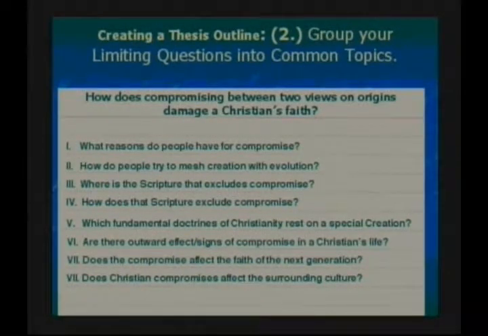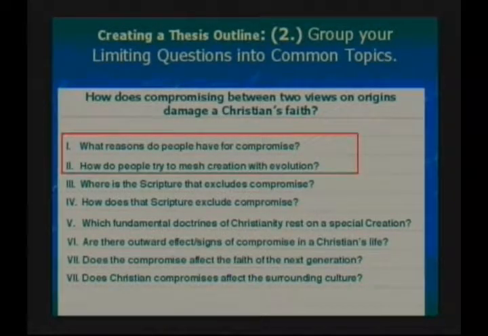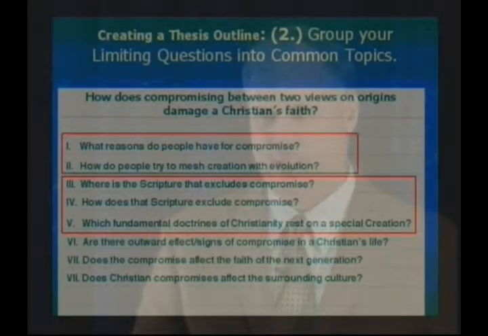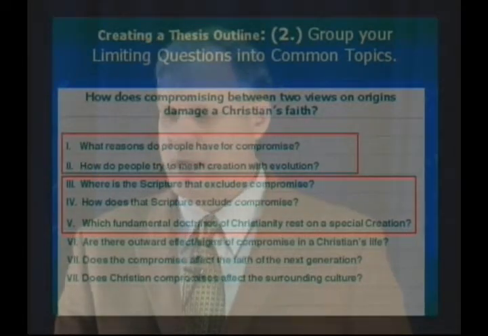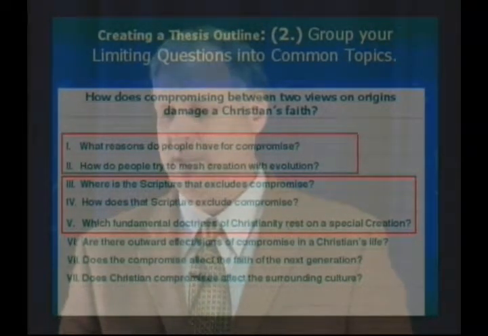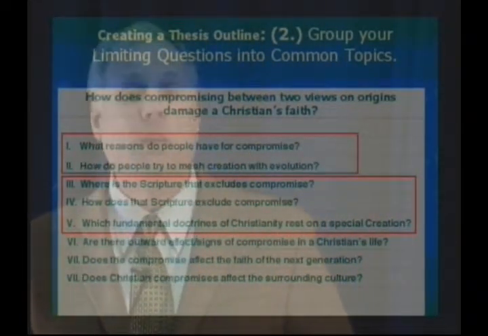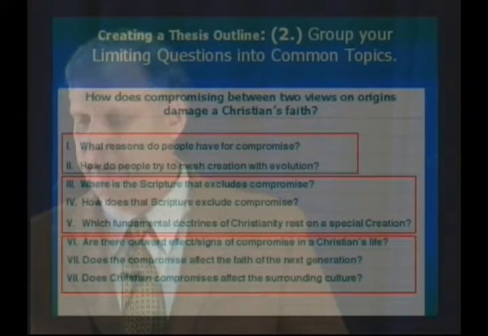Point 2, when you're creating a thesis outline, is group your limiting questions into common topics. Again, you've refined these things and you have them grouped. So these 2 limiting questions are similar, talking about why people compromise and how people compromise. Then you have the next level, speaking about Scripture in this case. Where is the Scripture that excludes compromise? How does the Scripture exclude compromise? What are the fundamental doctrines of Christianity that rest on special creation? Again, those things are all similarly related, so you're grouping them together.